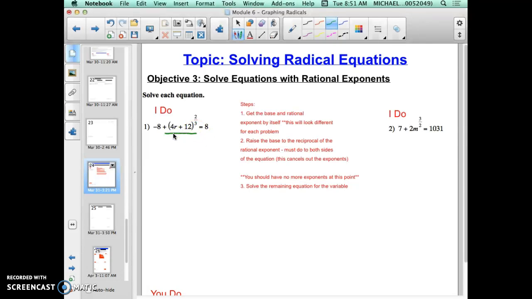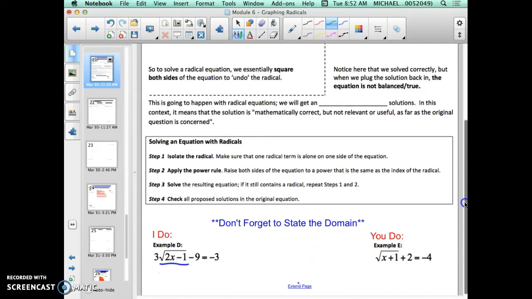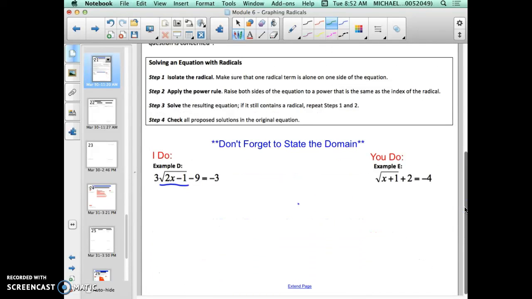negative 8 plus the grouping of 4r plus 12 raised to the 2/3 equals 8. The 4r plus 12 inside that parentheses is trapped underneath that power of 2/3. And so that's the thing I'm going to eventually isolate. If you remember back to solving equations with radicals, it's the same thing, except in this case it's not a rational exponent, it's a radical. And so I had to isolate the piece that was trapped underneath the radical, 2x minus 1, or over here, x plus 1. Similar thing, all right?